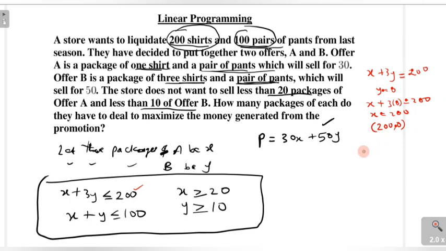Then again, I'm going to set x equal to 0. So if I set x equal to 0, I'm going to have 0 plus 3y is equal to 200. And I'm going to divide by 3. Y will be 200 divided by 3. We'll get a fraction from this. 200 divided by 3, that's 66.6.